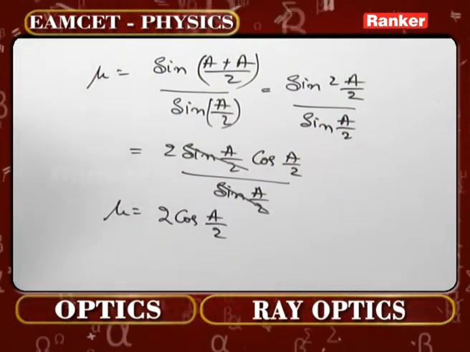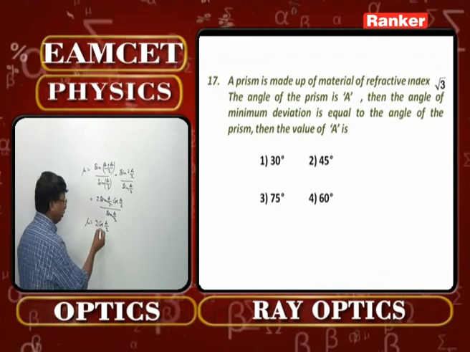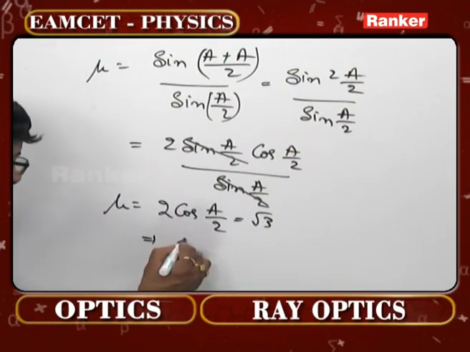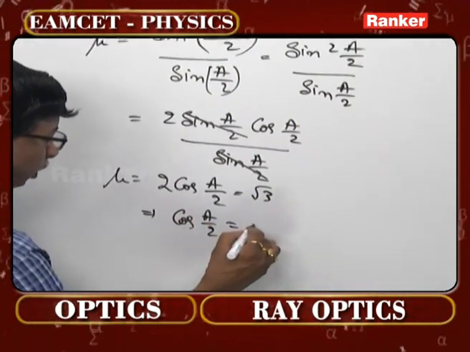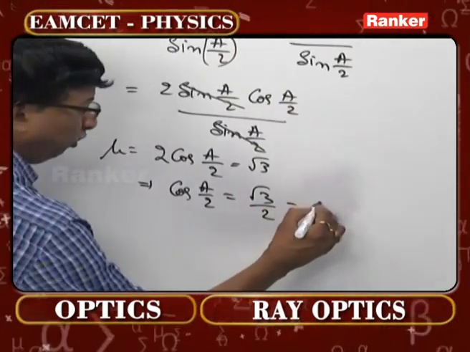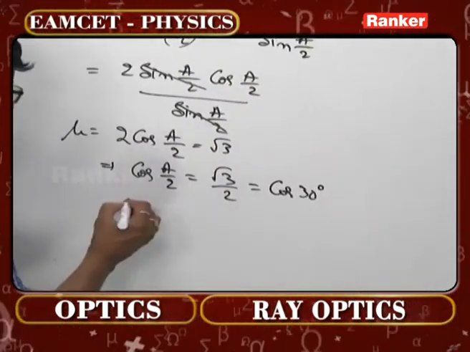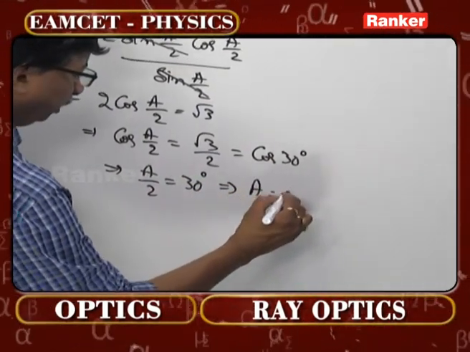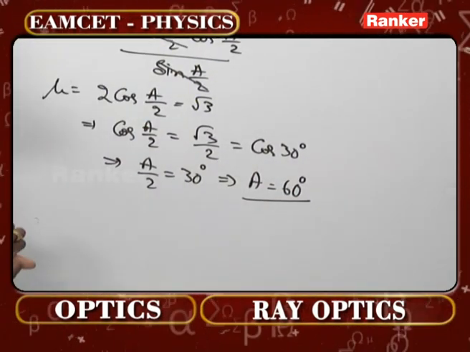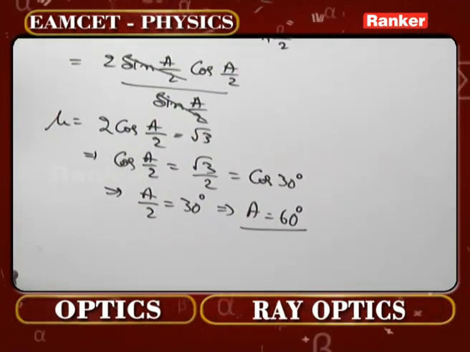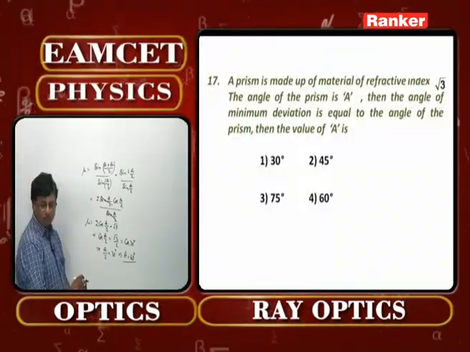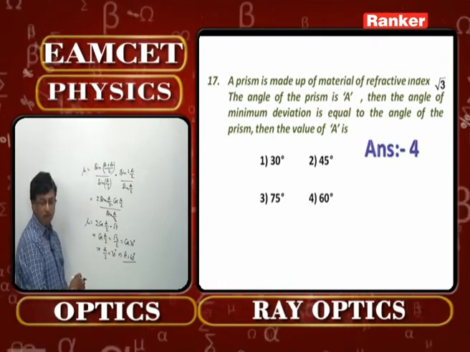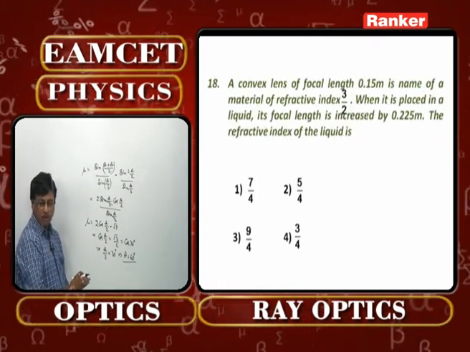That is the concept officially. What are the values he has given you? You see there. He is just asking you what is the value of A. Now mu is given root 3. Then can't we write cos of A by 2 is equal to root 3 by 2? Root 3 by 2 means how much? Cos 30 degrees. Then what will be A by 2? It will be 30 degrees and automatically A becomes 60 degrees as such. What is the value of A is the question for us. It should be the fourth option, that is 60 degrees over there. So this is the method of calculating the value for the 17th problem. Look at the next, number 18 as such.